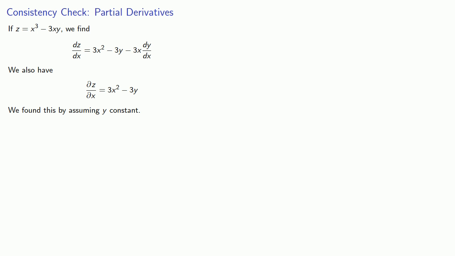The other thing to check is to see what happens with partial derivatives. So again, if z equals x cubed minus 3xy, we found dz dx is equal to some expression. And our partial of z with respect to x will be the following. Now remember, we find the partial derivatives by assuming the other variables are held constant. And in this case, y is the only other variable, so we found this partial derivative by assuming y constant. But if y is constant, dy dx, that's the rate of change of y with respect to x, is equal to 0. And again, the chain rule gives us the same result.